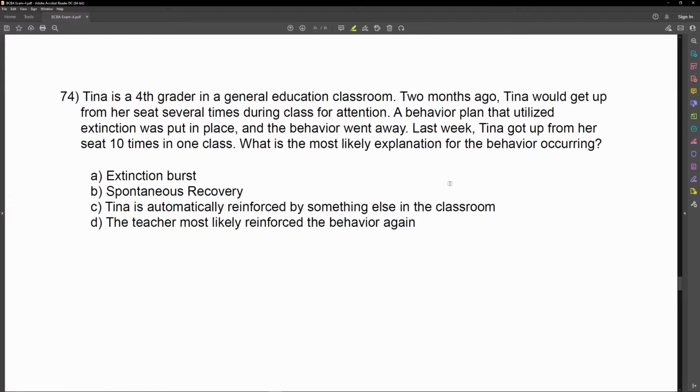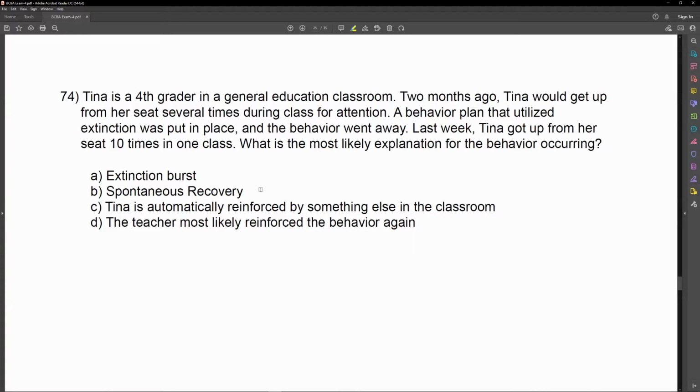There's a specific term we use to describe a behavior that was put on extinction, that was extinguished, and then suddenly reappeared. What is that called? Is this an extinction burst? No, an extinction burst happens during extinction, when the behavior increases because of extinction and then reduces. Spontaneous recovery. What is spontaneous recovery? Well, that's a sudden reemergence of a behavior that was previously extinguished through extinction. What happened to Tina? Exactly that. All of a sudden, her behavior comes back. Big time, 10 times in one class. This is simply spontaneous recovery.